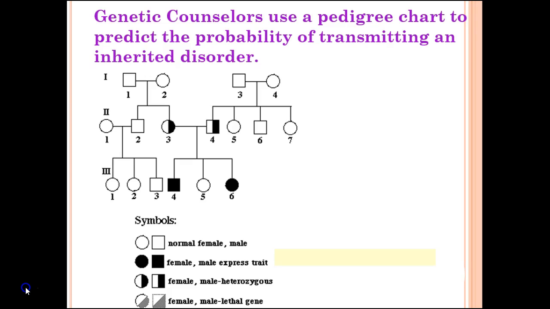So when you see something that is half shaded in, that means that they're heterozygous for the condition, or as we often call it, carriers. They're carriers of the disease. They don't actually have the disease, but they do have the gene. And you'll recall from Punnett squares, that would be a recessive gene. This disorder is a recessive gene.